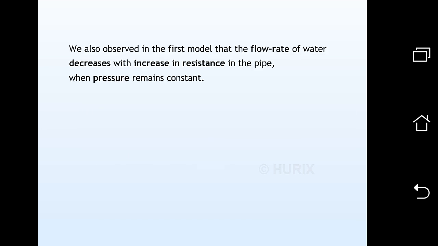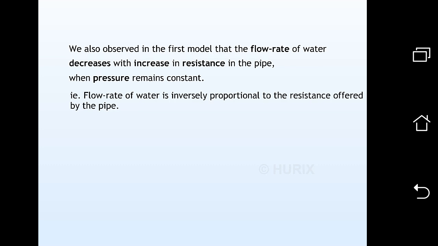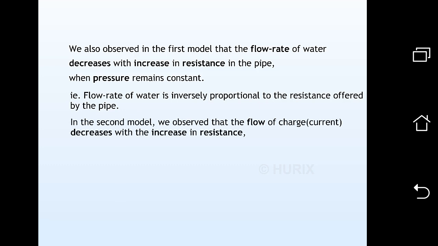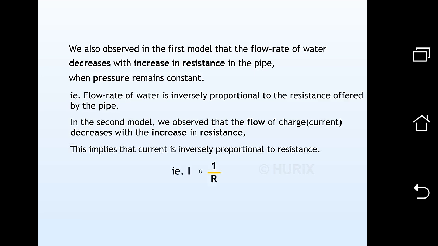We also observed in the first model that the flow rate of water decreases with increase in resistance in the pipe when pressure remains constant. That is, flow rate of water is inversely proportional to the resistance offered by the pipe. In the second model, we observed that the flow of charge or current decreases with increase in resistance. This implies that current is inversely proportional to the resistance. That is, I is proportional to 1 by R.